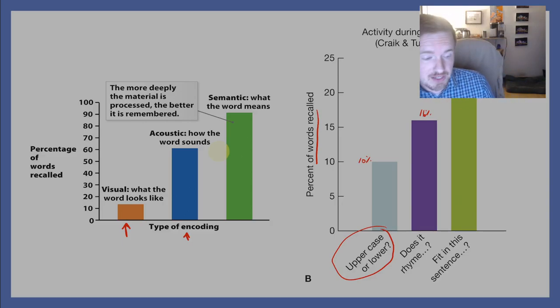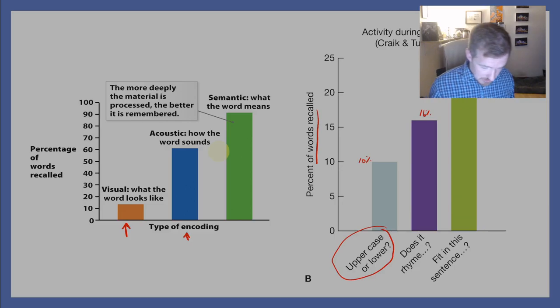And that's difficult, because then if you're asked to apply that information, you can't do it. You can't remember it, right? Which is why remembering what the word means, why it's important, leads to the deepest level of processing and encoding.